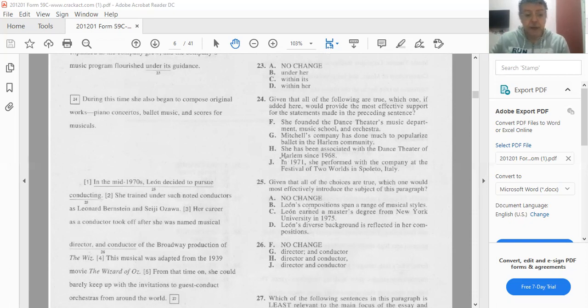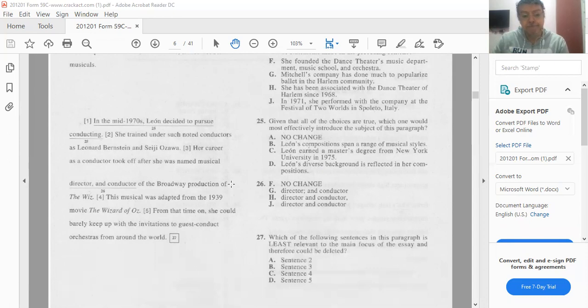Okay, moving on to 27. Which of the following sentences in the paragraph is least relevant to the main focus of the essay and therefore could be deleted? So we have sentence 2 or 3 or 4 or 5. Let's go to these sentences 2, 3, 4, 5.